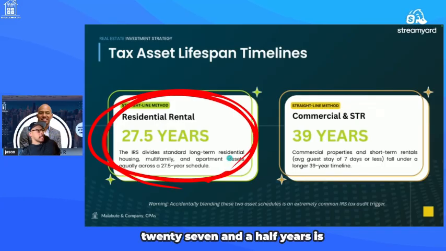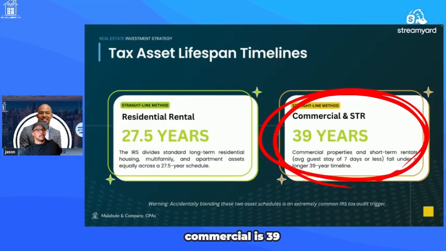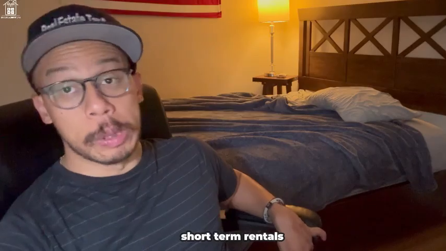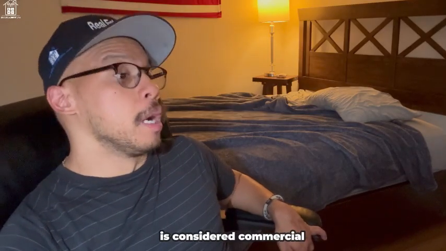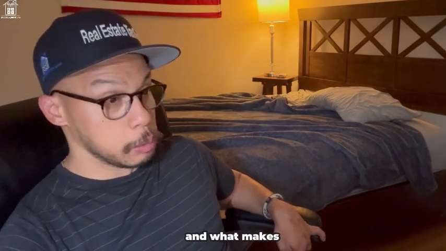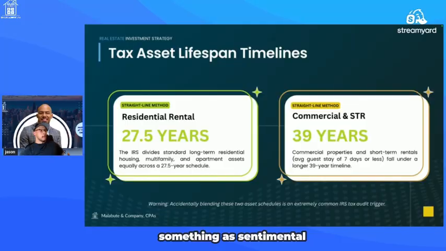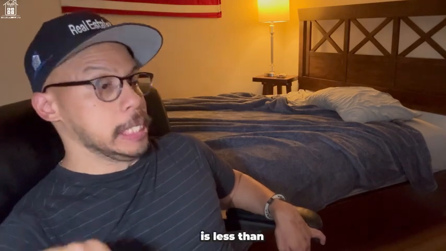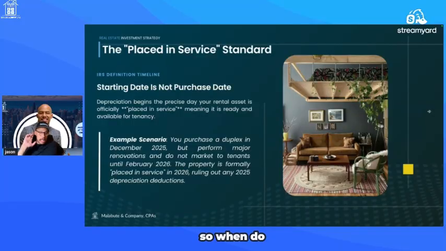So remember, 27.5 years is the depreciation period for residential. Commercial is 39 years. What makes something commercial is if it's non-residential. Short-term rentals are considered commercial. And what makes something a short-term rental is if the average stay in the property for a year is less than 7 days.